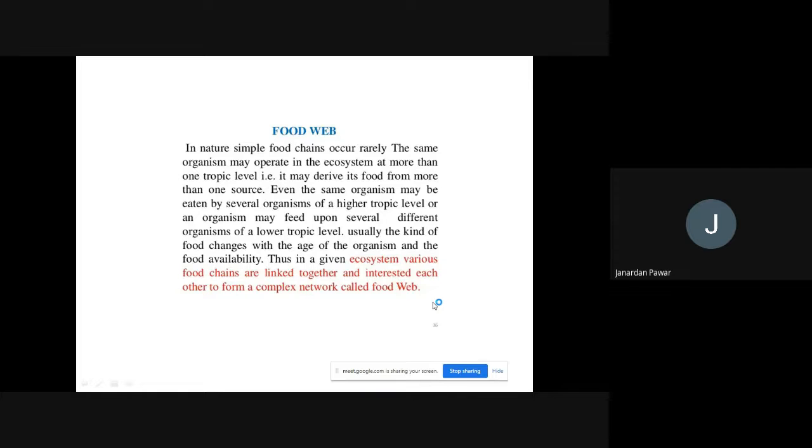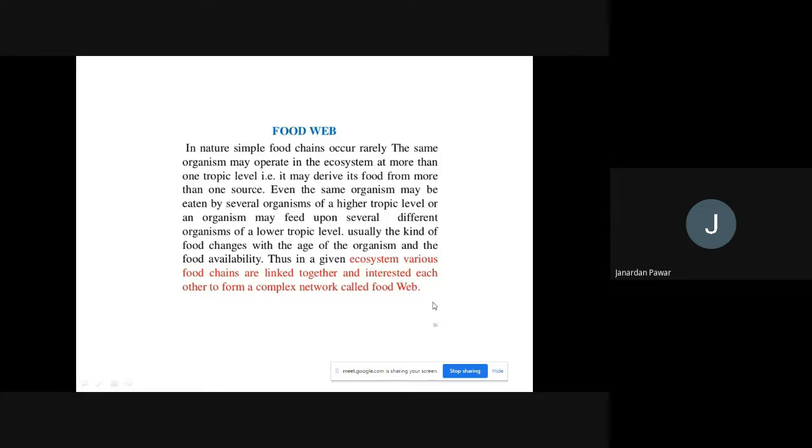Usually the kind of food changes with the age of the organism and the food availability. So this is what they have said. According to the age of the organism, the kind of food will change, and according to the availability of food, they also change what they eat. Thus, in a given ecosystem, various food chains are linked together and interlinked with each other to form a complex network called a food web.